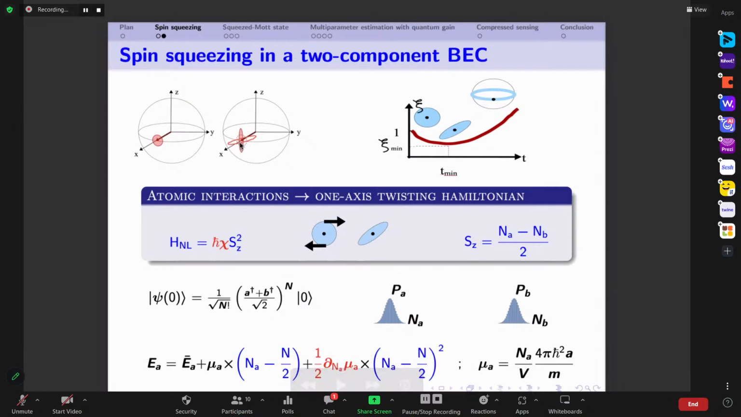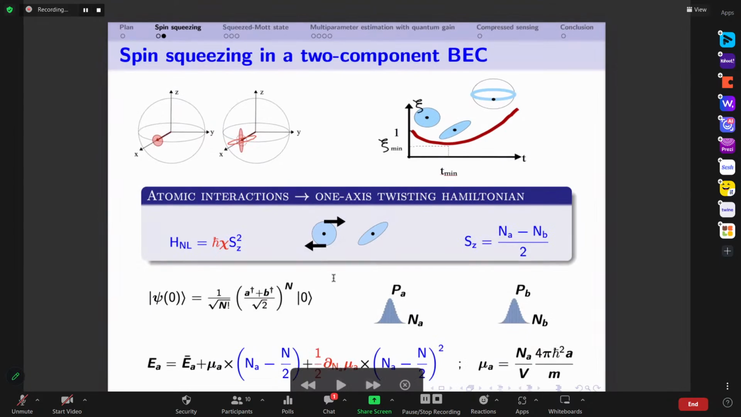It squeezes. And then by a single atom operation, you can put it vertical, and you have this spin squeezed state that is very much suited to measure the angular precession. And why do we have this Sz square? It's easy to see.